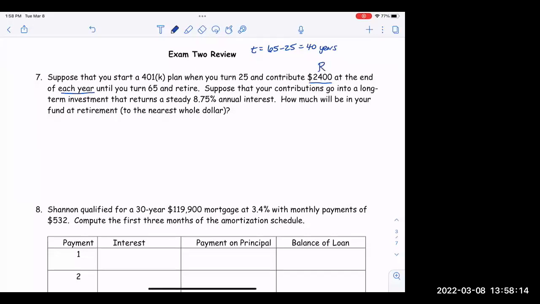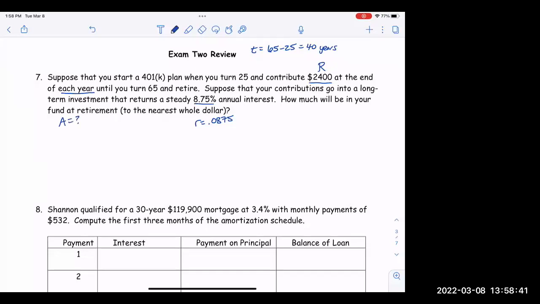So then what else do I have here? 8.75% annual interest, so lowercase r would be 0.0875. I think from that, we may have everything we need. This is asking me how much will be in our fund at retirement. So basically, how much are we going to end up with? So I'm trying to find the future value in this case.